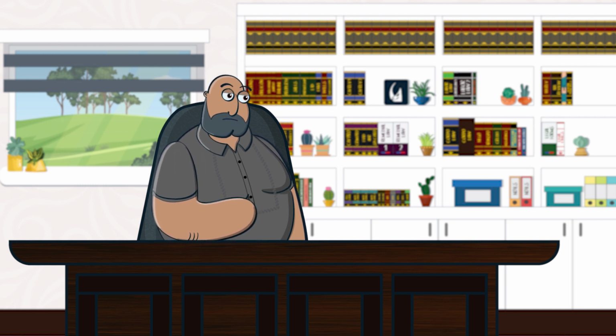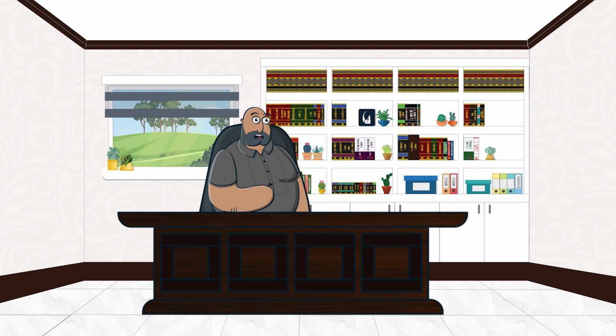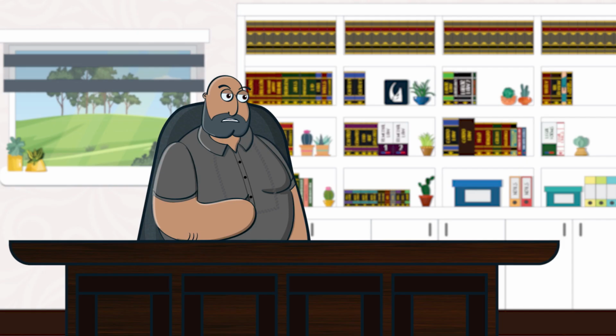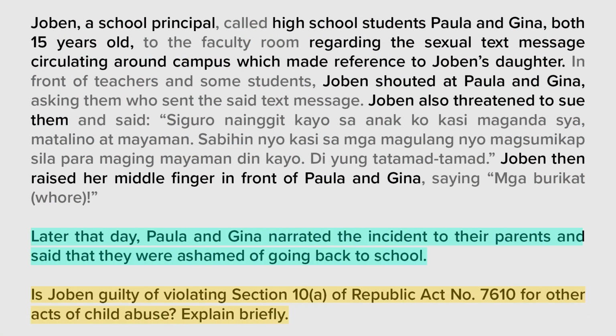In the next paragraph, the examiner tells us the natural consequences of Joben's action. Ayaw na pumasok sa school ng dalawa dahil siguro sila ay napahiya. Finally, the examiner asks us to determine whether or not Joben committed child abuse under Section 10(a) of Republic Act No. 7610. After marking our paragraph, it should look like this.